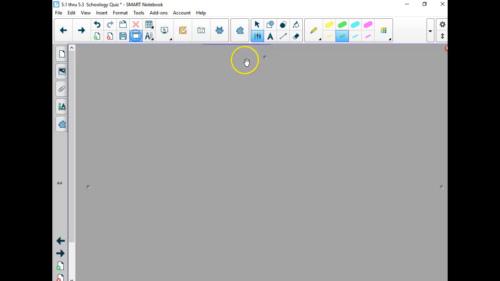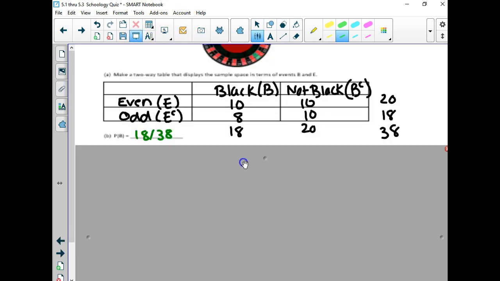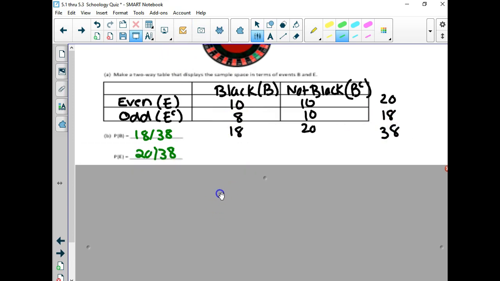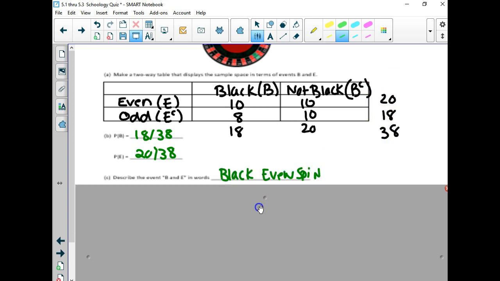Okay, a question came up about the roulette wheel. I'm not going to explain how to do the table because I did that in class, but I'm just going to quickly go through the probabilities here. The probability of B, so that means the probability that you spin the wheel and you get a black slot here. There's 18 total out of 38 total slots, and that's the probability. The probability of getting an even number, that's this row right here. There's 20 total even numbers out of 38 slots, so 20 out of 38.